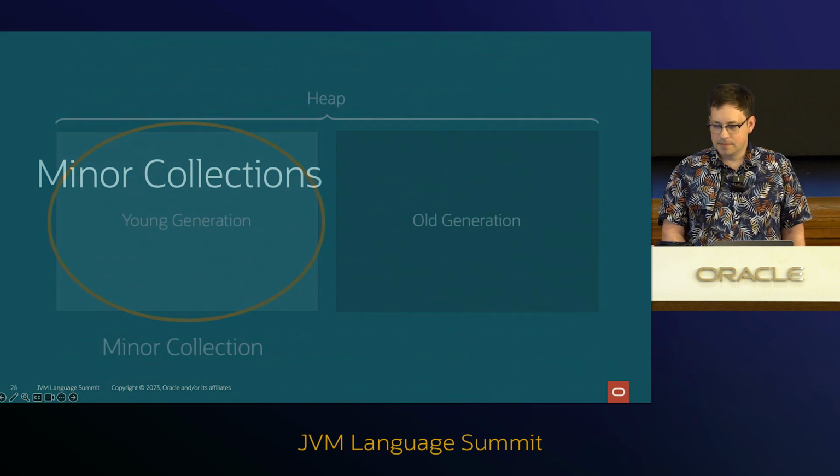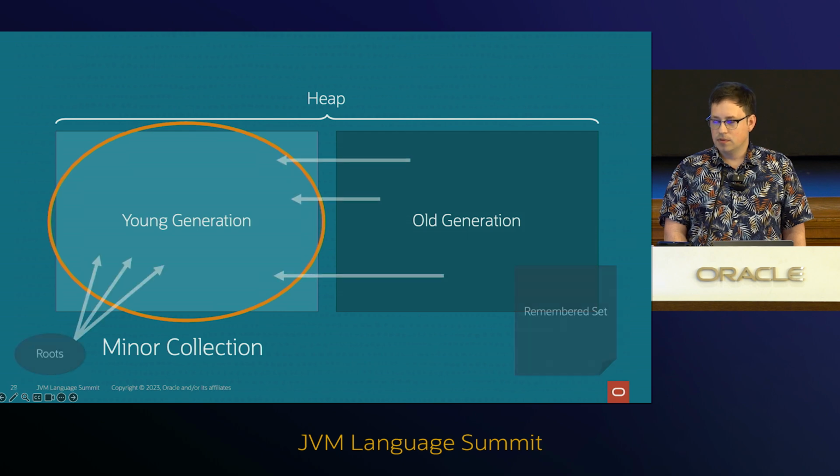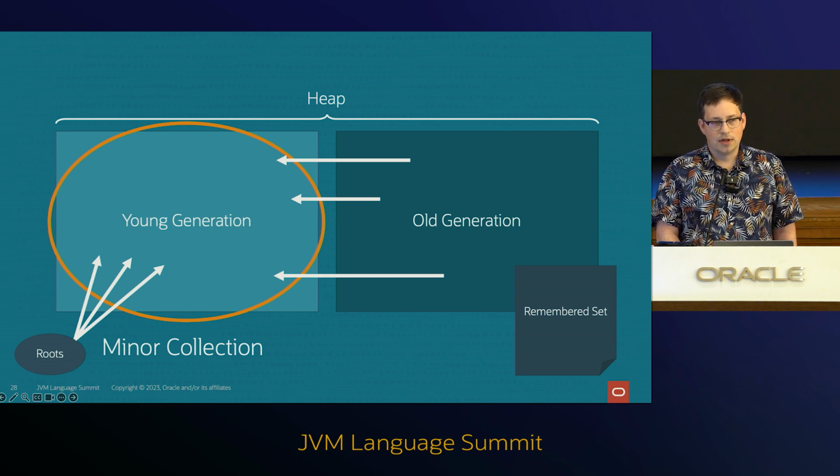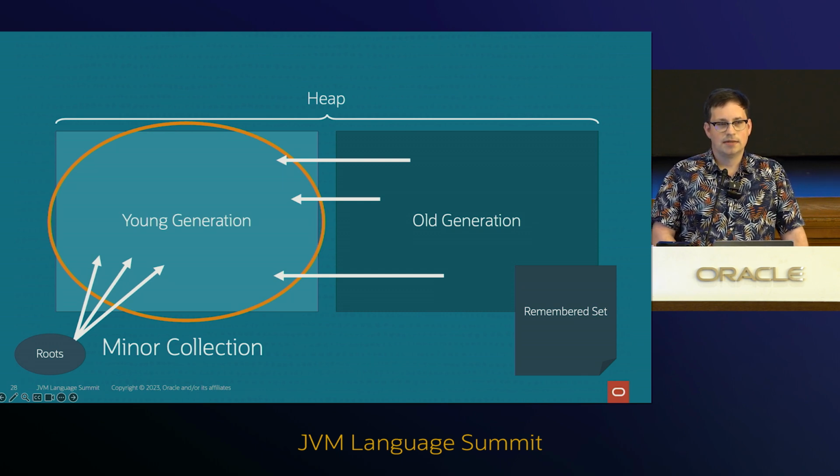A minor collection collects the young generation only. The way we do this is by finding the roots to the young generation, which now includes a remembered set data structure that tracks the fields of objects in the old generation that potentially point into the young generation. We trace through all of these roots, the transitive closure, and figure out what's live in the young generation. Once we know that, we can start moving objects around and free up memory.